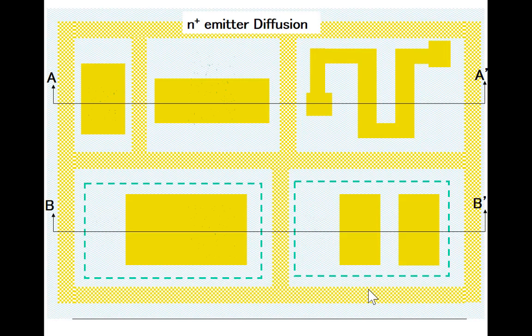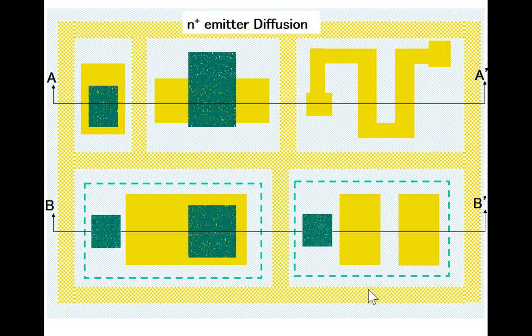Top view. Here's where that N plus emitter diffusion goes in. Any questions so far? We're about 80% done now.